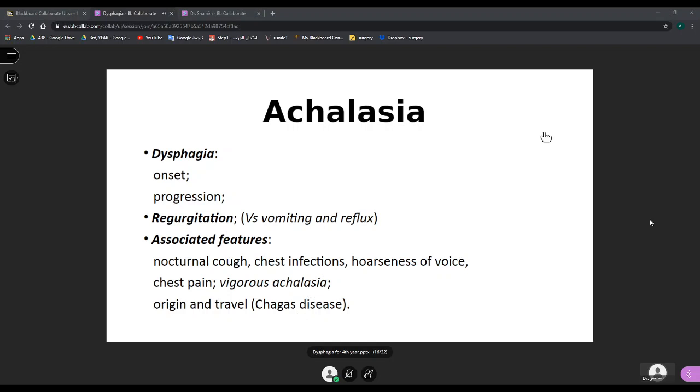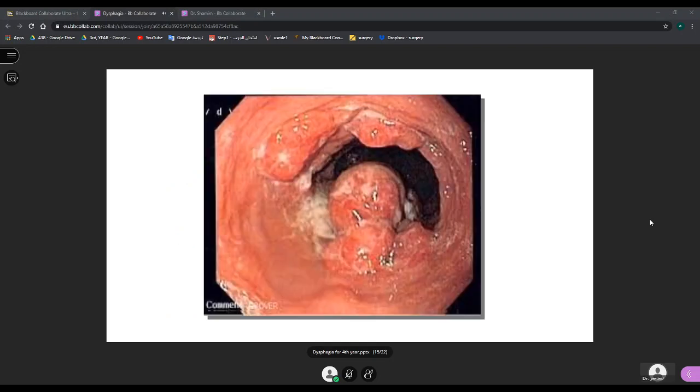Now, if we get back to this photo, to this upper GI endoscopy here, that was for cancer. Now, if this patient has achalasia, you will not see a tumor like that. You will see an area which is collapsed or constricted. Instead of having this tumor causing the obstruction, here the area is collapsed, because of loss of the Auerbach plexus. This area cannot dilate because of the loss of the Auerbach plexus.